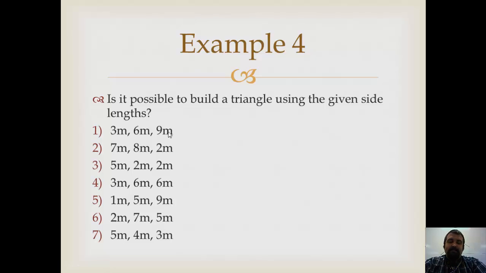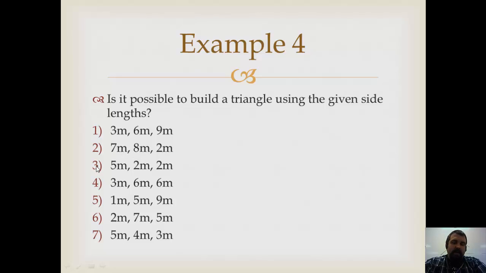Impossible. Now I look at the next one, number 2. 8 is the largest number. So does 2 plus 7 equal a number larger than 8? Well, yeah, 2 plus 7 is 9. And 9 is a bigger number than 8. So number 2 has a possible triangle. This triangle is possible.